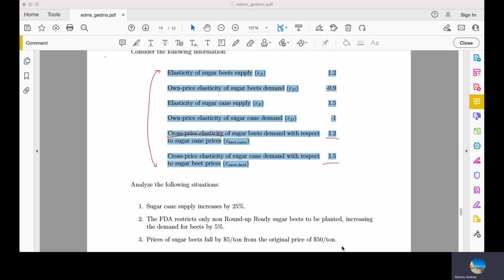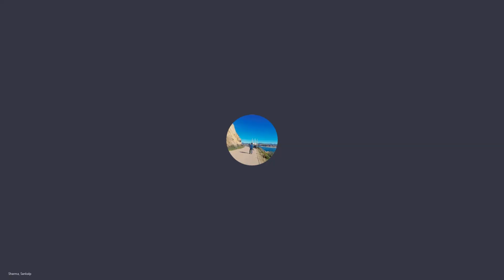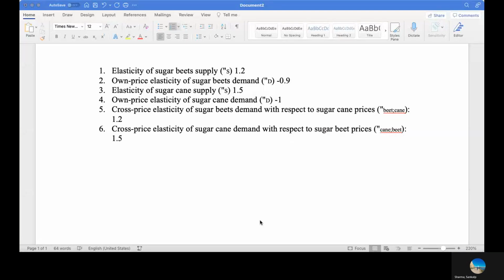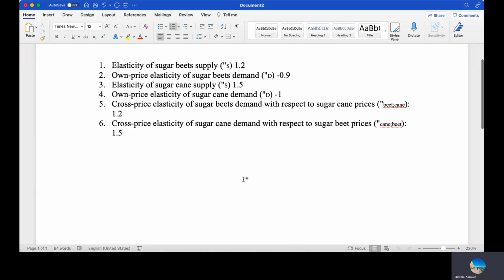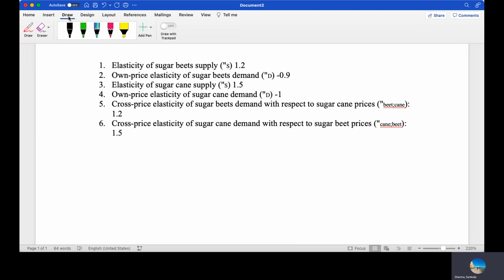Okay, let me just go here and let me share the screen with you guys. So I go share, window, and then this. Okay, so hopefully you can see that. So this is essentially what is provided to us. And we're going to create two markets. Okay, so we're going to have the market for beets and we're going to have the market for sugarcane supply. So let me just see here, draw. So we're going to use this.